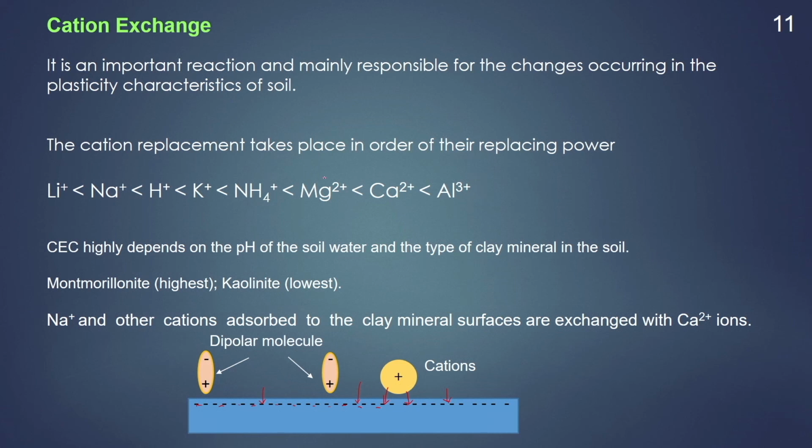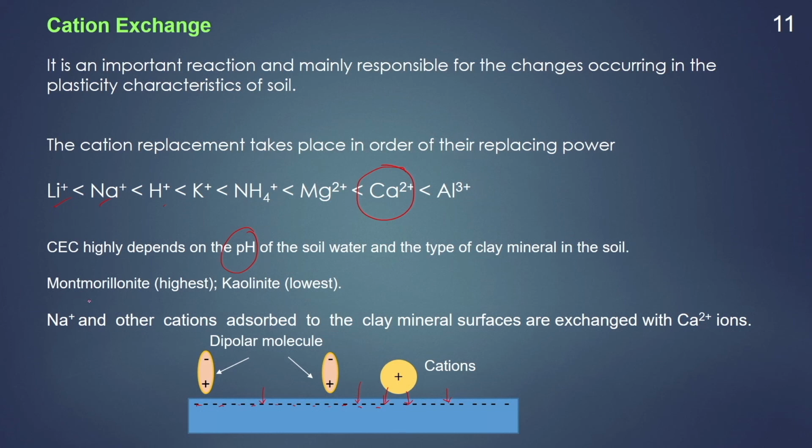And this cation replacement takes place in the order of the replacing power, that is, lithium is less than sodium, which is less than hydrogen, which is less than potassium, and so on. So, we can see the calcium can remove a large number of cations and thereby it can reduce the diffuse double layer thickness and thereby it will flocculate the soil particles. Since the cation exchange is highly dependent on pH, this process also gets affected by the pH.